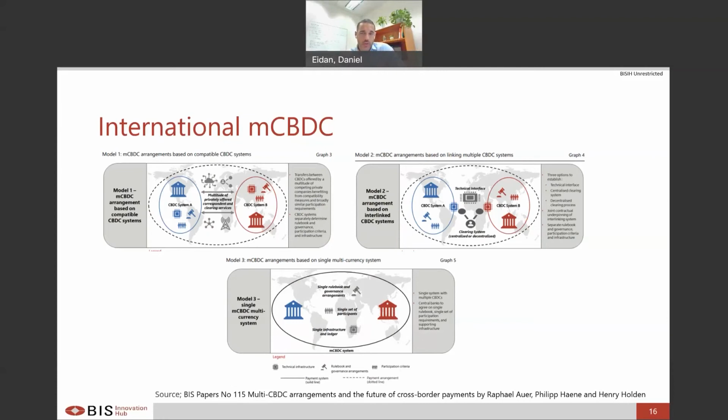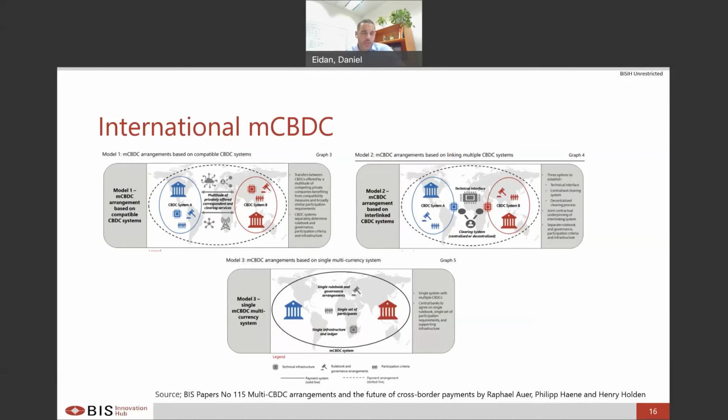The next model, Model 2, going clockwise from there, talks about MCBDC arrangements based on interlinking CBDC systems. So if you've heard the term interoperability before, meaning the ability to interoperate, to connect technically between 2 completely different clearing and settling and payment systems. This is a technical interface, so it's not necessarily a private company sitting in between and clearing, but rather kind of technical protocols. These could be centralized protocols or decentralized protocols.